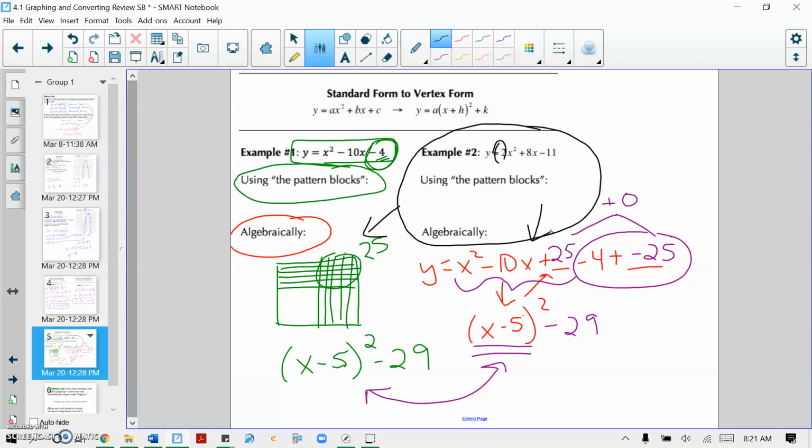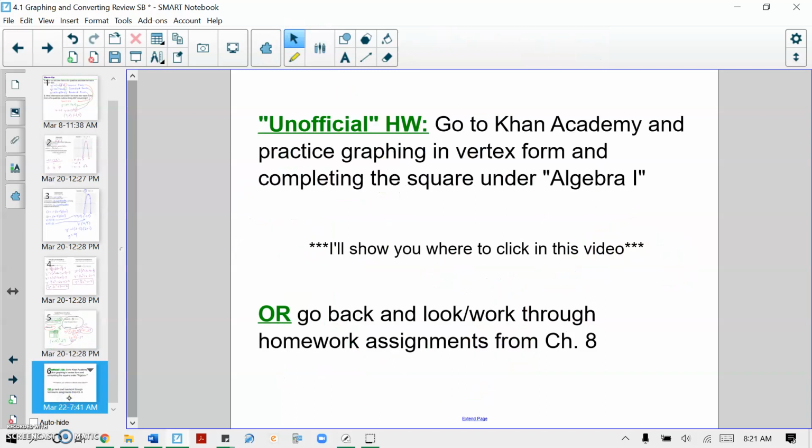All right, so here's what I want you guys to do after you look at the video and kind of refresh your memory. I want you to go to Khan Academy and practice graphing in vertex form and completing the square under the Algebra 1 tab. And I'll show you where to click in a separate video. I'll show you exactly where to go and what I'm looking for, because we haven't done a ton with Khan Academy this year.